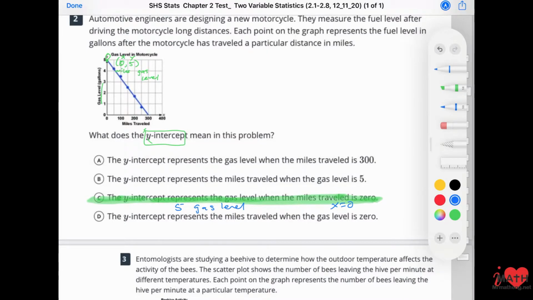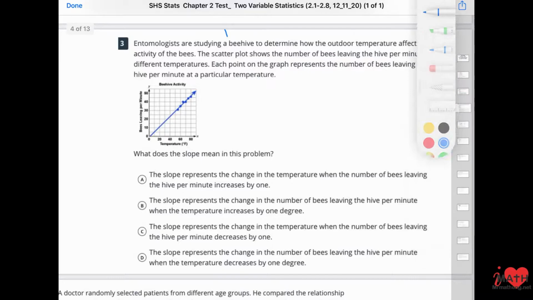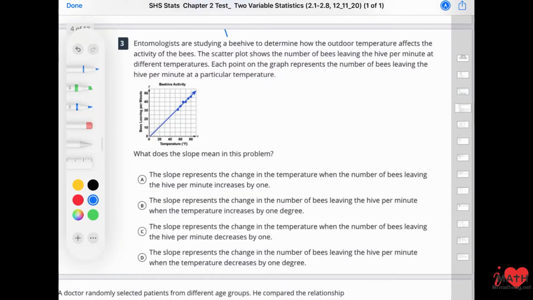Okay, let's try now the next one. The scientists are studying a beehive to determine how the outdoor temperature affects the activity of the bees. The scatterplot shows the number of bees leaving the hive per minute at different temperatures. Each point on the graph represents the number of bees leaving the hive per minute at a particular temperature. What does the slope mean?